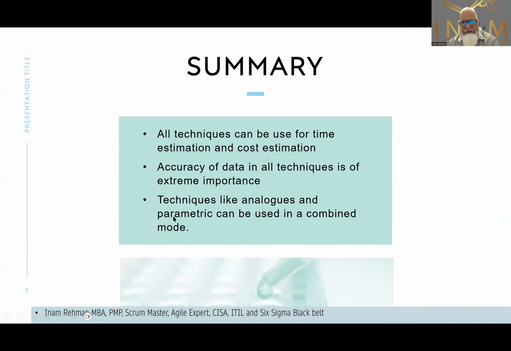In summary, all techniques can be used for time estimation and cost estimation. Accuracy of data in all techniques is of extreme importance. Techniques like analogous and parametric can be used in a combined mode, collectively, as I mentioned here.